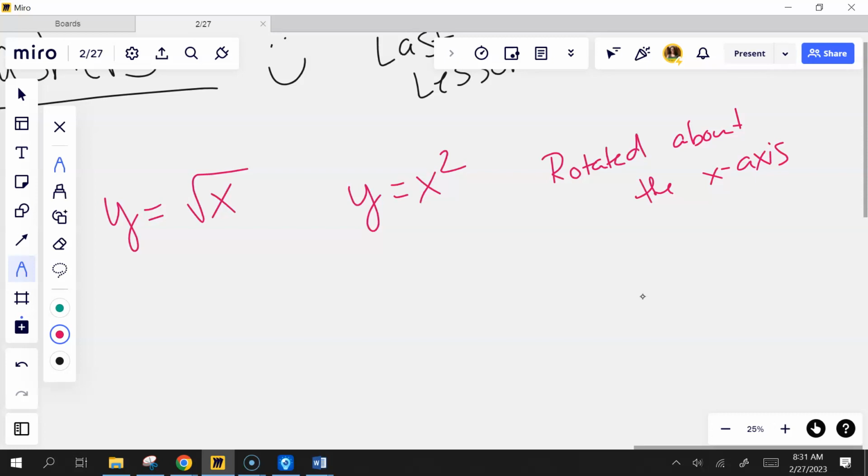I want you to look at this one and try to rotate it and tell me what you think the problem is. So graph it and look at it and see what happens. It's the same question. Rotate it about the x-axis and find the volume.